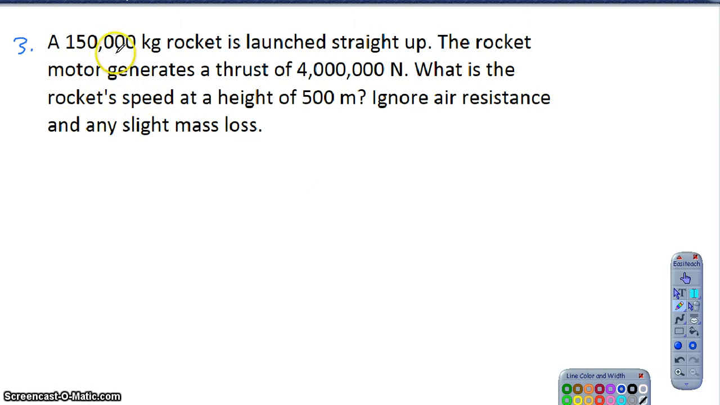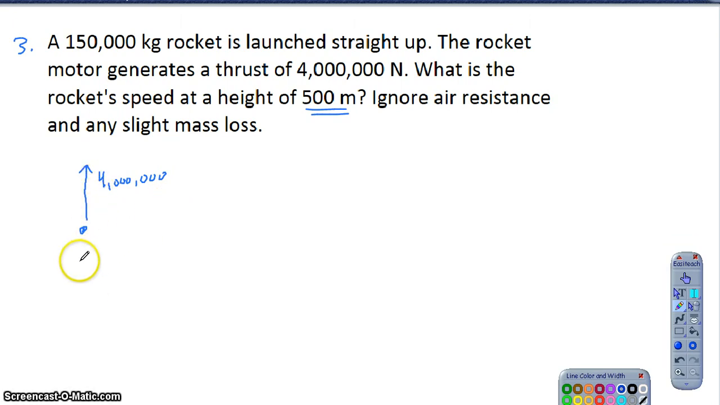So you've got the rocket that weighs 150,000 kilograms. You've got the thrust generated by the rocket of 4 million newtons upward. What is the rocket speed at a height of 500 meters? Well, the biggest thing is that when it gives us the thrust, that's not giving us the net force. That was the most common mistake that I saw. We've got our rocket, it has a thrust upward of 4 million newtons, but that's not the net force. That's just the upward force of the engines as it's accelerating upward.